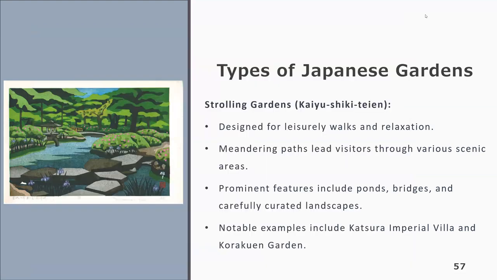So the next type of gardens is the strolling gardens, right? These are meant to be explored and walked around. They're designed for leisurely walks and relaxation, with meandering paths leading visitors through various scenic areas. They feature, again, ponds, bridges, and landscapes. The most famous example is the Katsura Villa and Korakuen Garden.